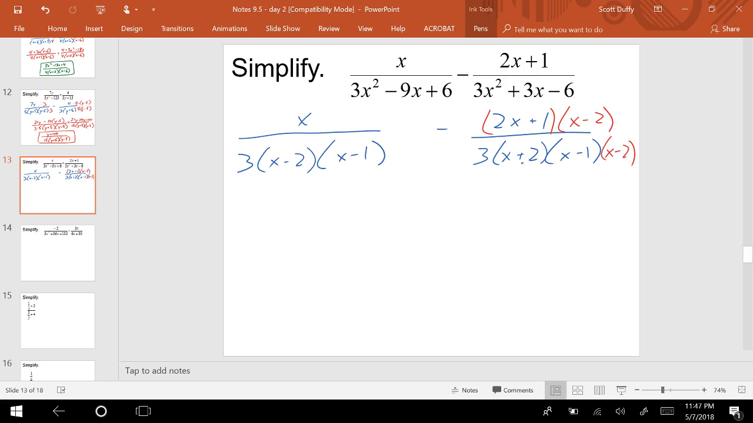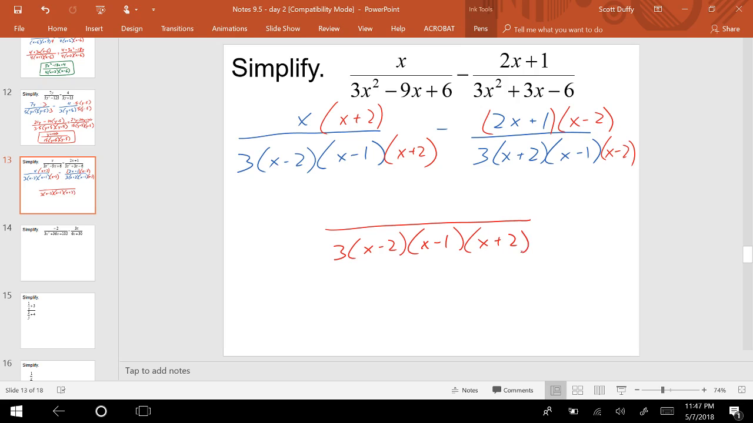Then you say the original right denominator, what does that have that this left denominator doesn't? Has an x plus 2. So you multiply both the top and the bottom by x plus 2. So the whole denominator is 3 times x minus 2 times x minus 1 times x plus 2.